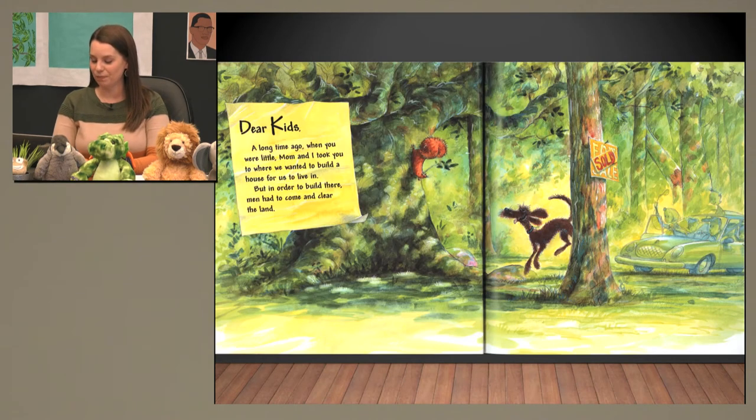Here's that letter. Dear kids, a long time ago when you were little, Mom and I took you to where we wanted to build a house for us to live. But in order to build there, men had to come and clear the land.